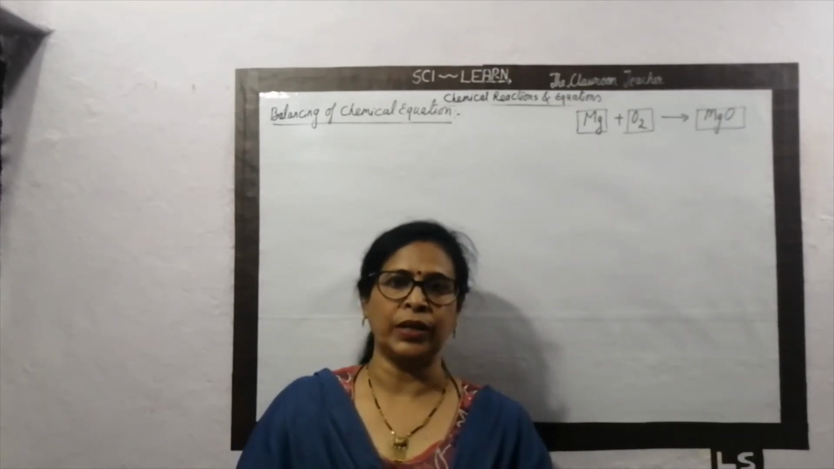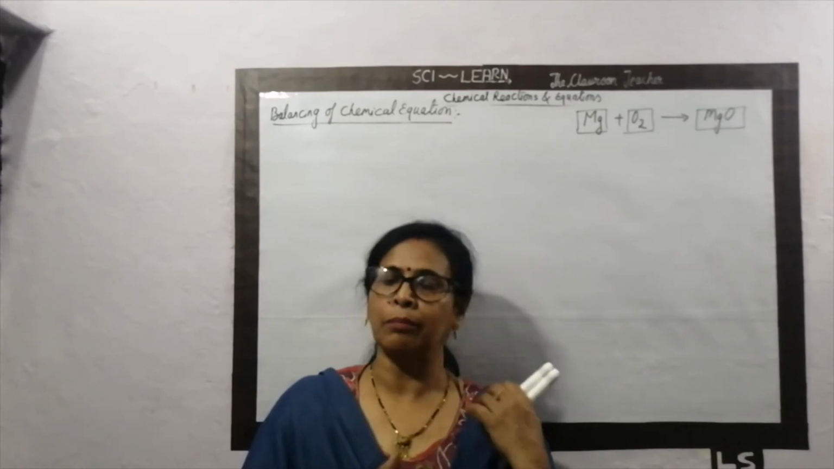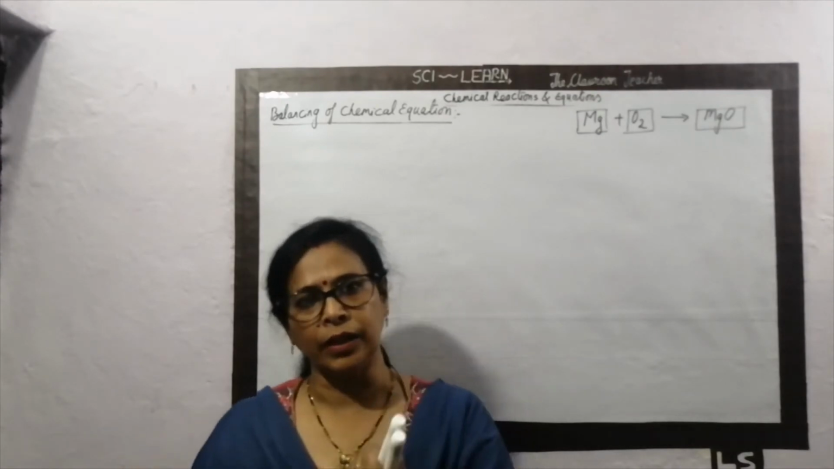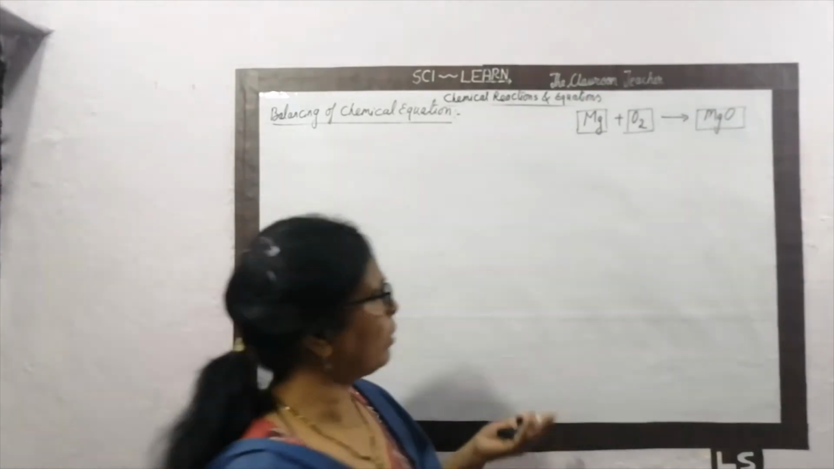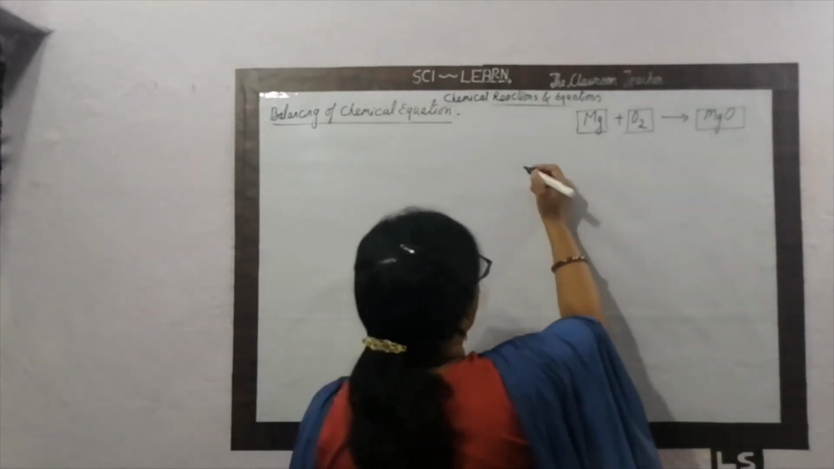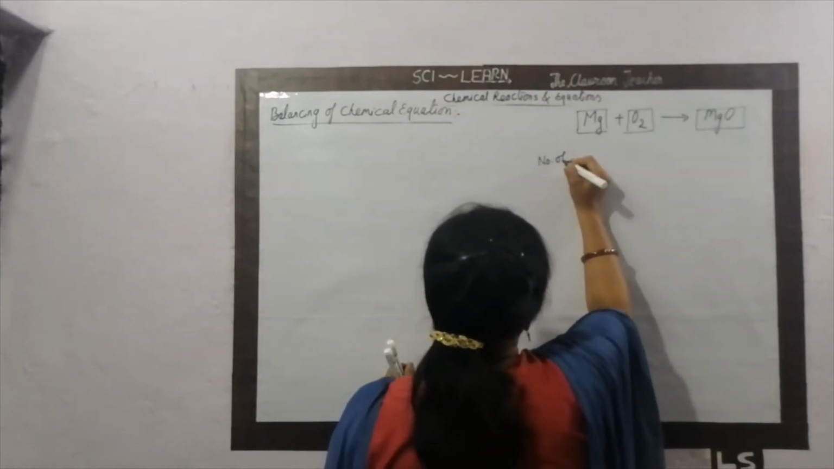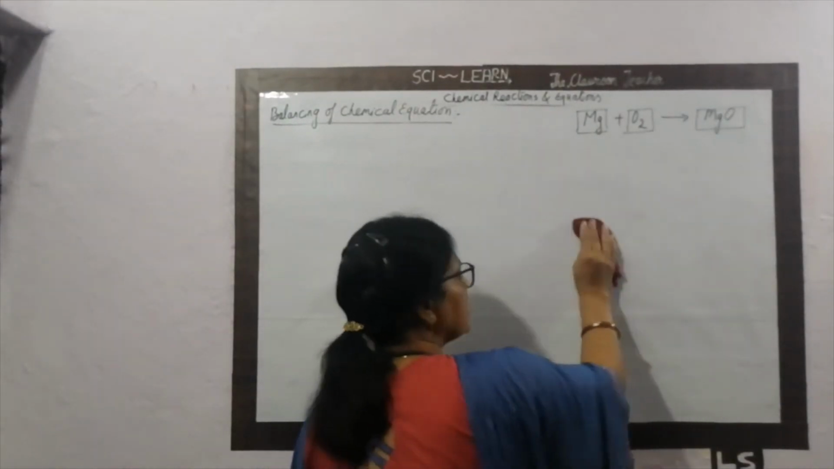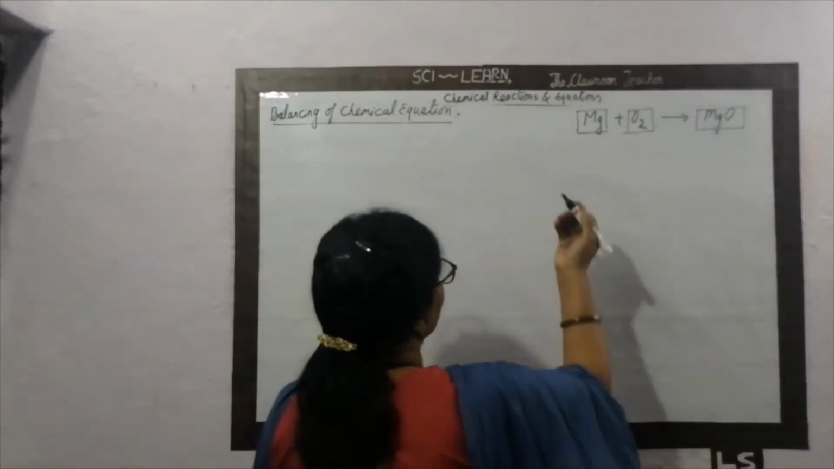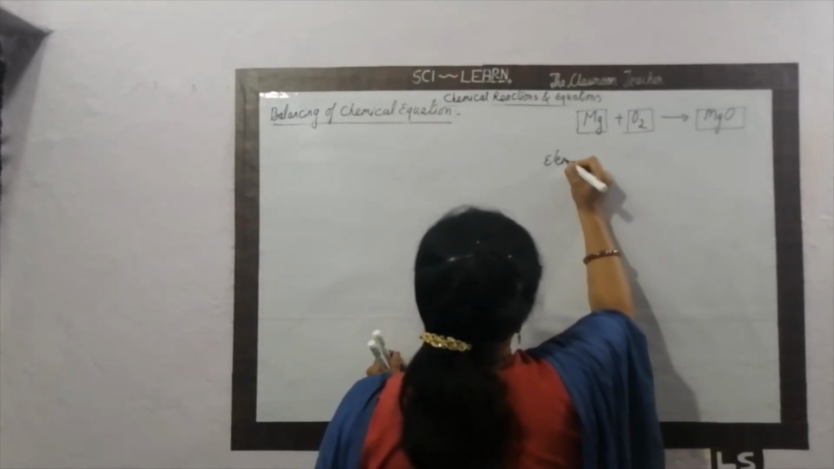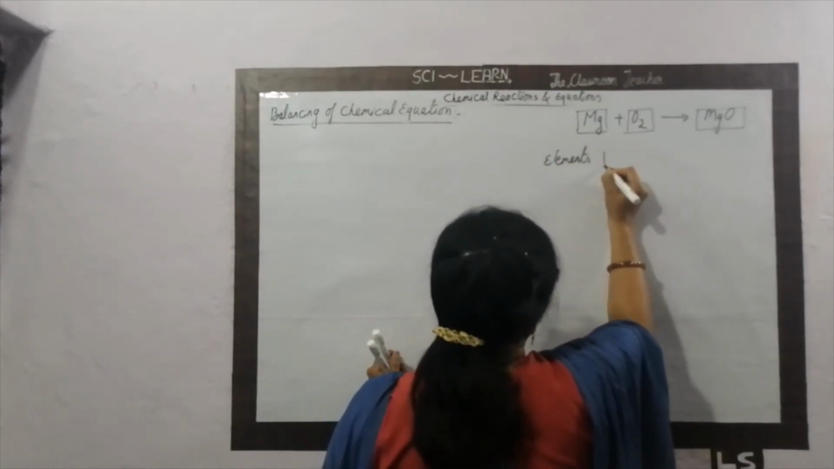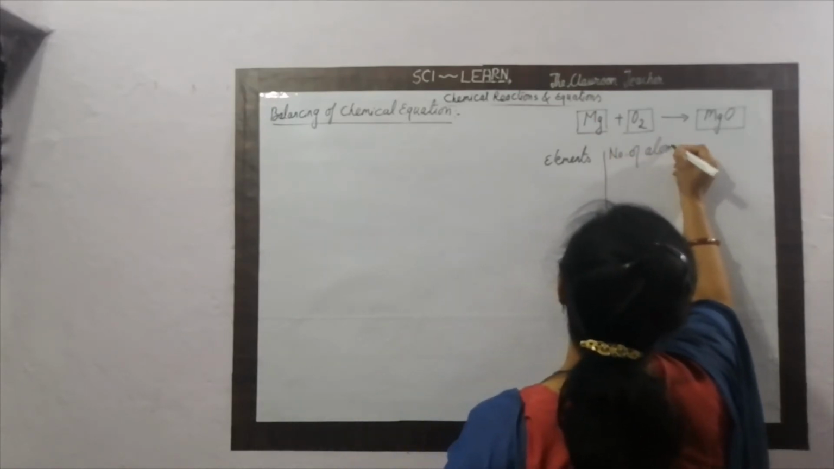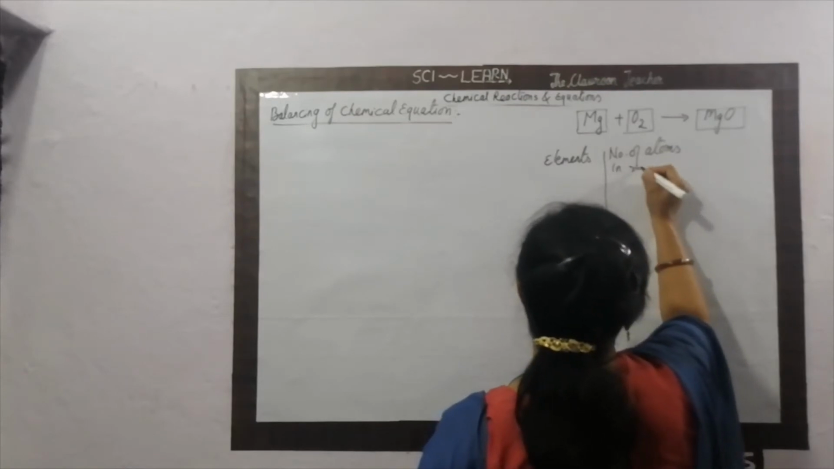What is the second rule? Second rule: you have to list the number of atoms of different elements present in the reactant and in the product. So you have to make a list. I am going to make a list. First is the element, or the symbol of the element. So this is the element. Then the number of atoms in the reactant.